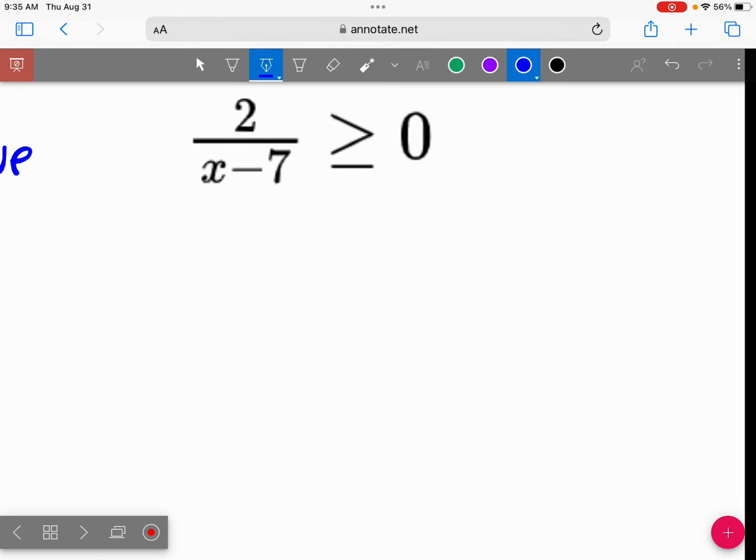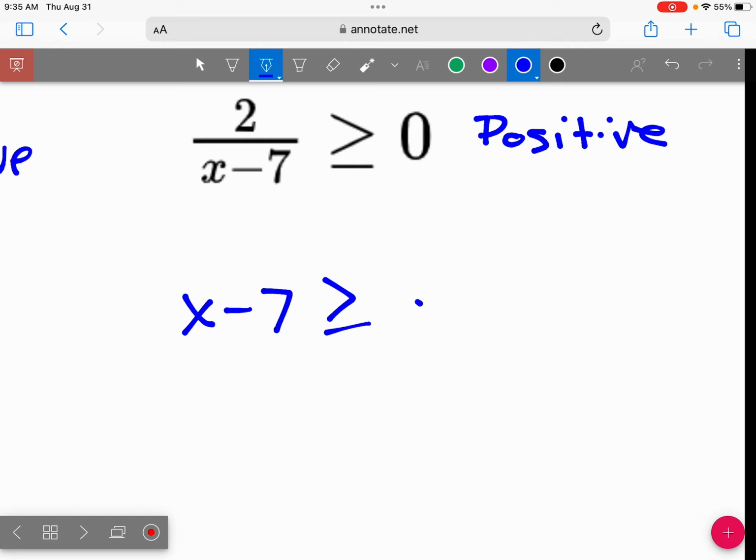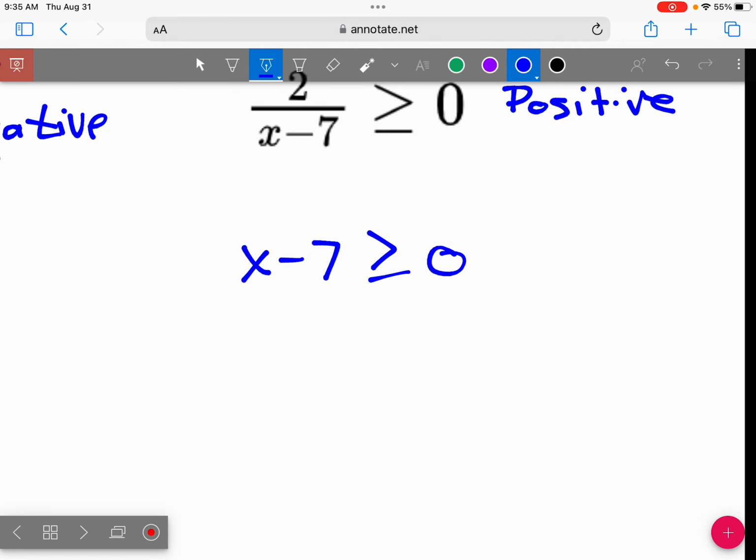So then let's look at this one. If a fraction is greater than 0, it means this has got to be positive, right? So x minus 7 has to be greater than or equal to 0, right? So what is x greater than or equal to? 7.